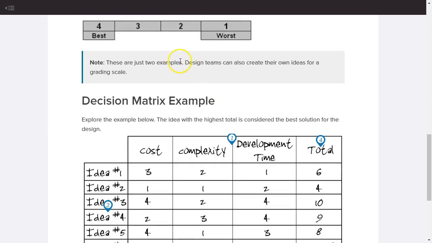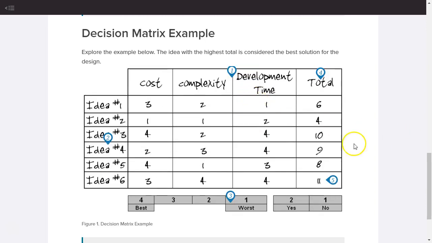Another thing too, you can come up with your own ideas for this. That's fine. So this is an example of a decision matrix. They're comparing 3 criteria. They have 6 ideas. I would give them more clear names instead of idea 1, 2, 3, and 4, so you would give them names that help you remember what it is you're talking about. The things that they're looking at: how much is it going to cost? How complex is it going to be? The more complex it is, the lower the score. And development time, the longer it takes, the lower the score. And then you have a total for each row.